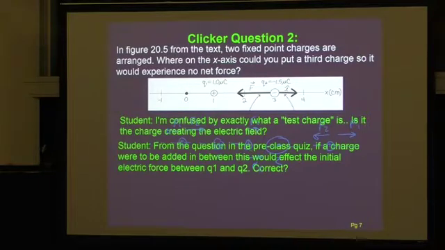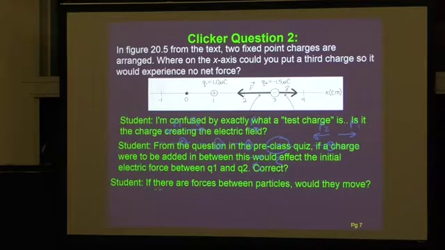From the question in the pre-class quiz: if a charge were to be added in between, this would affect the initial electric force between Q1 and Q2, correct? Totally. This would affect the force that these guys are feeling, okay? But the thing is, these guys are fixed, and they aren't allowed to move. So if I put this in here, it'll affect the force on one of these two guys, but we don't really care because these are fixed. We only care about the force acting on our test charge.